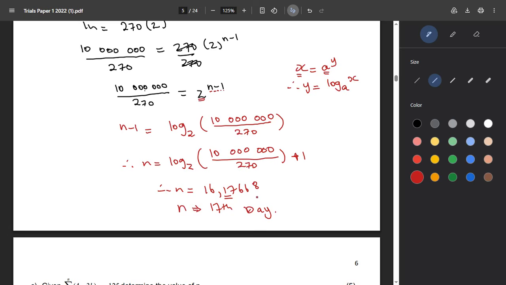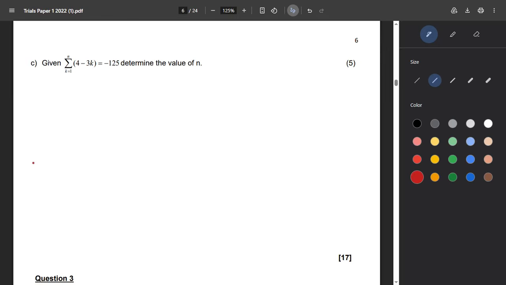That was a very nice question. I think so. I don't know what you think on your side, but I think that was a very nice question. The next question has to do with sigma notation. On this one, we are given a sigma notation. They say that the sum of this pattern is equal to minus 125. Determine the value of n.